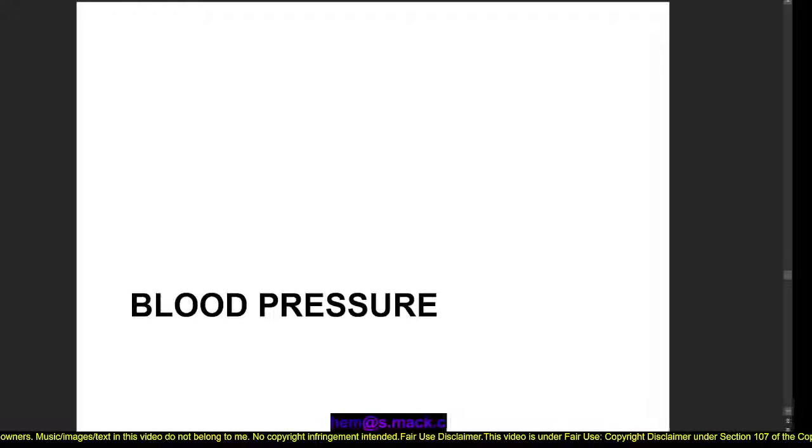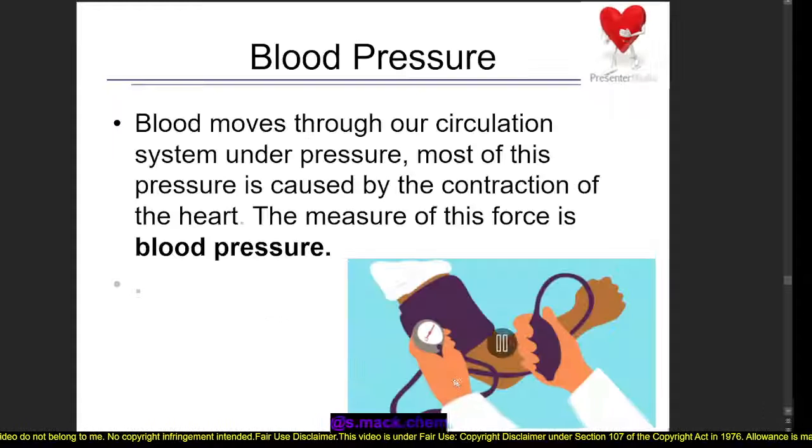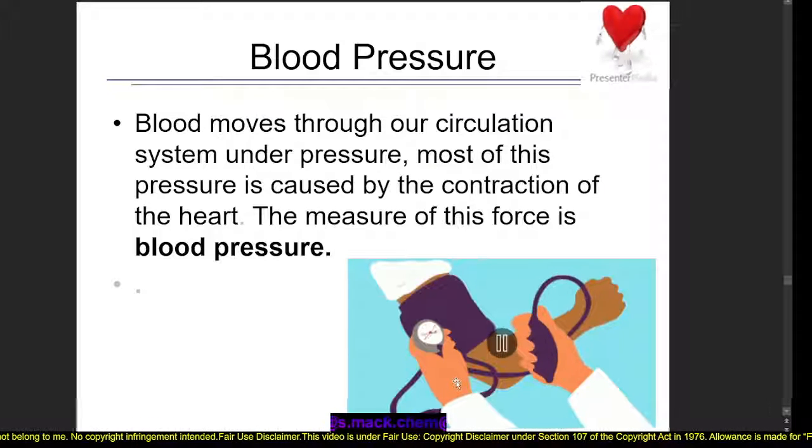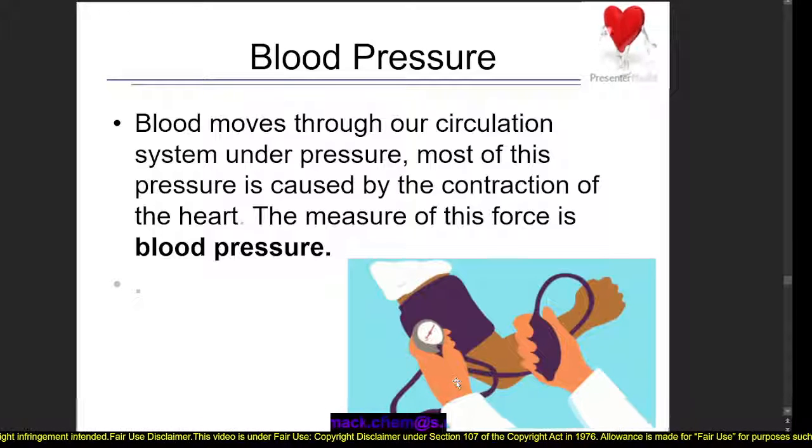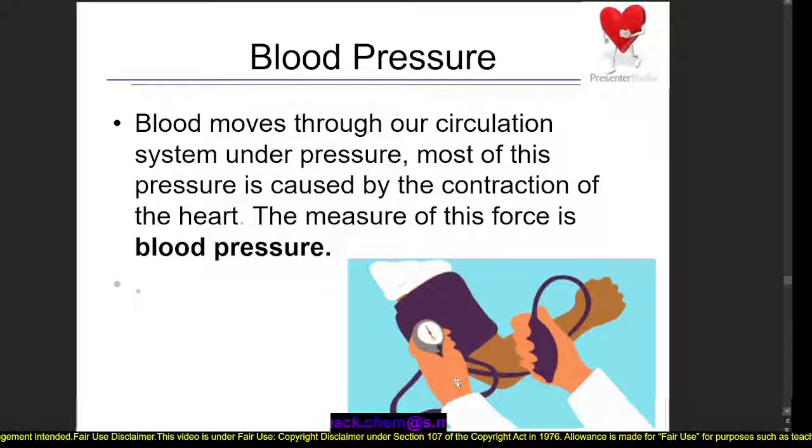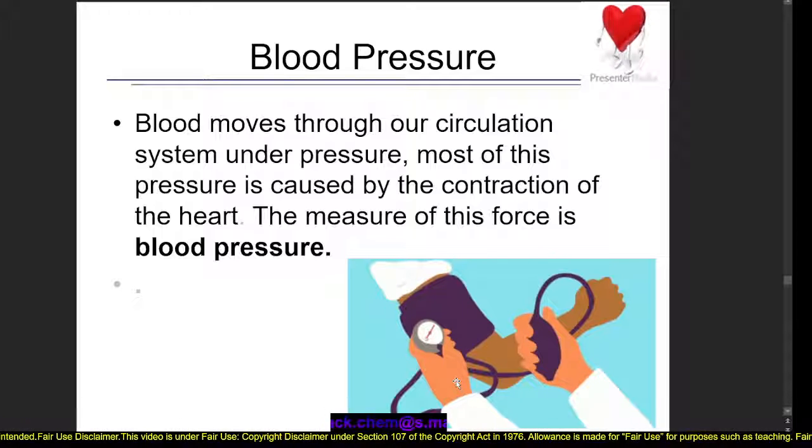Hi everyone, in this short video, we're going to talk about blood pressure and heart rate. We will start by defining what is a blood pressure. Now, blood is said to move throughout our circulatory system and it is moving under a force or pressure. And most of this pressure is said to be created when the heart contracts.